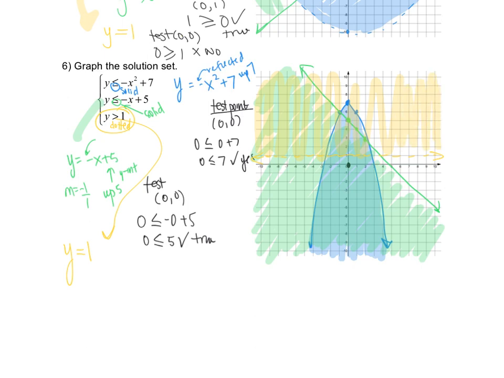So then hopefully right here you can see the part where the overlap is happening. So you have to be above the yellow, below the blue, and also below the green, which makes you this little section right here. That's the part that we're talking about. So every point in that section will satisfy all 3 of those inequalities.